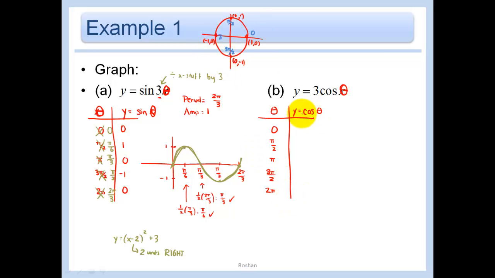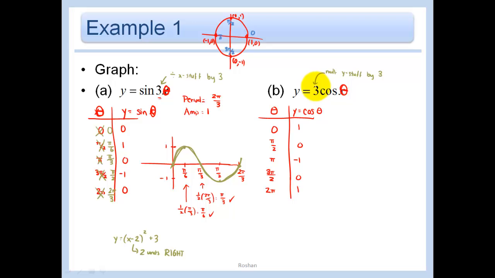And now, since we're dealing with cosine, that's x stuff. So that's 1, 0, negative 1, 0, negative 1, 0, and then we end up at 1 again. Okay, so that's just the x stuff because I'm dealing with the cosine. And since that 3 is out in front, that means that we multiply the y stuff by 3.